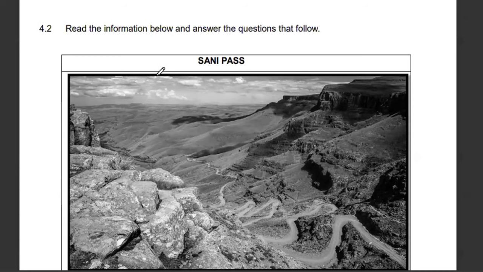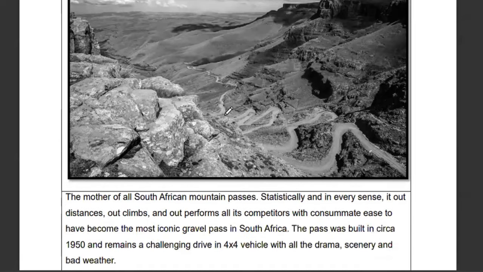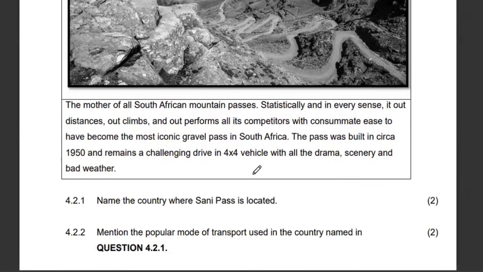We do have the Sani Pass here. The mother of all South African mountain passes strategically and in every sense. It outdistances, outclimbs, and outperforms all its competitors with consummate ease to become the most iconic gravel pass in South Africa. The pass was built in circa 1950 and remains a challenging drive in a 4x4 with all the drama, scenery and bad weather. Name the country where the Sani Pass is located. So the Sani Pass is located in Lesotho.